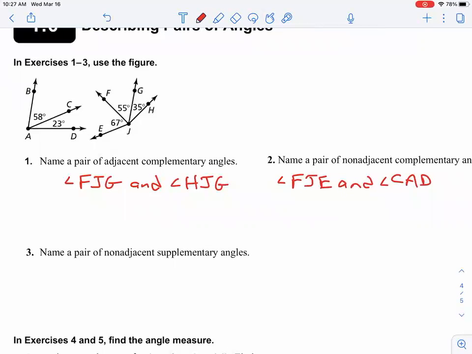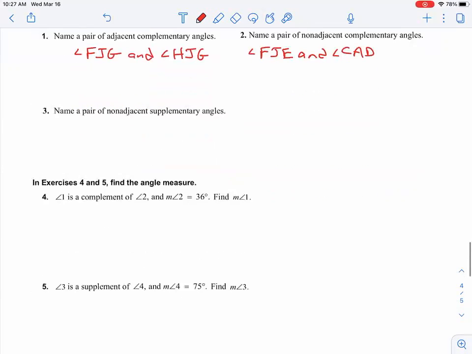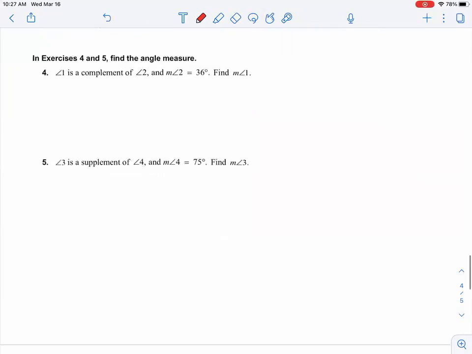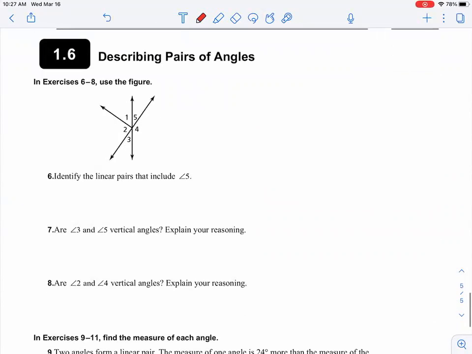All right, any questions on those? Okay, I'm going to skip down here. We've talked about complementary and supplementary already, but there are a couple of other examples I do want to do, and that's just identifying some pairs of angles.